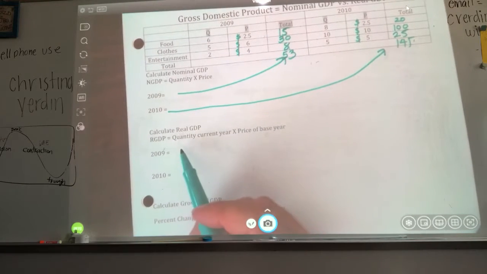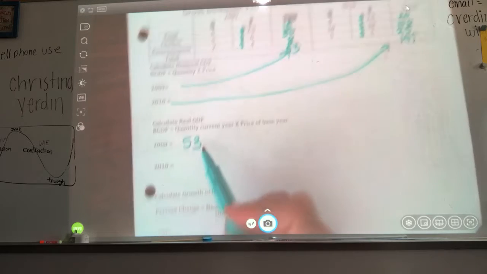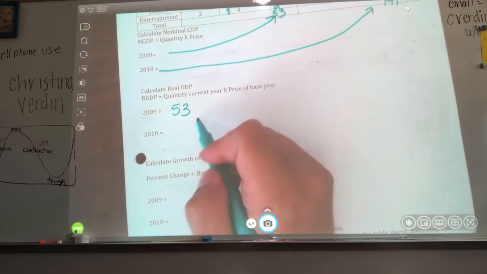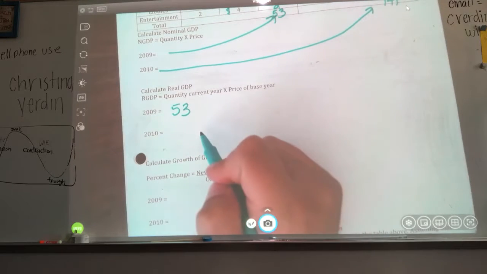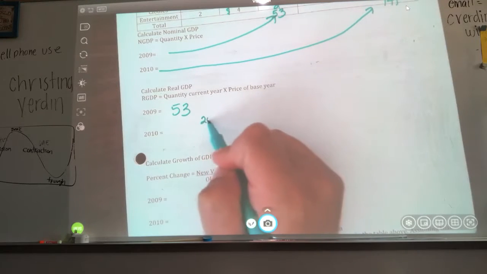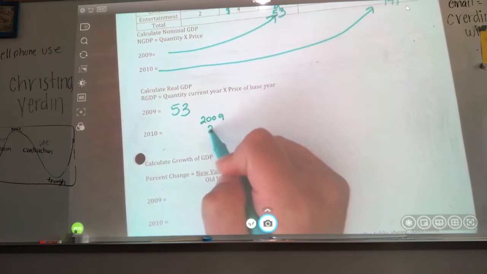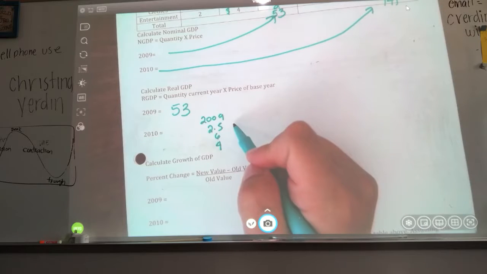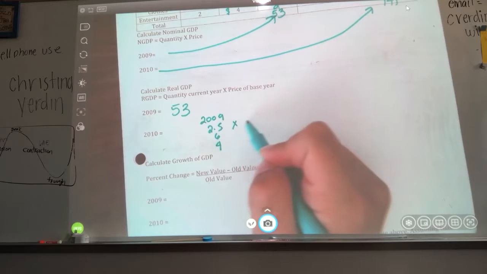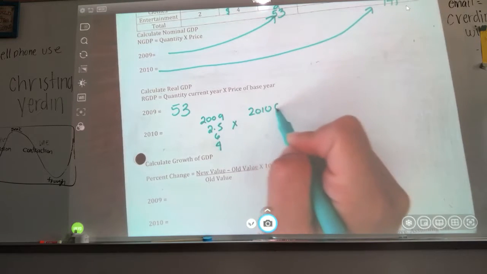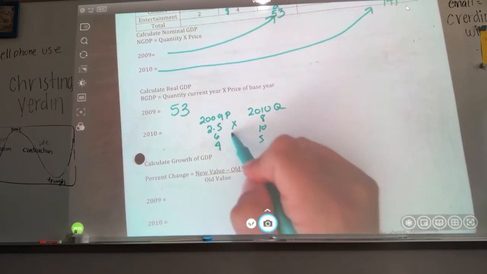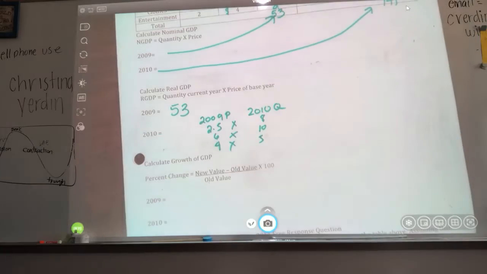Well, I know for 2009 it's going to be what? 53, because I've already done the math. But now I need to take the base year, right? Which is going to be what year? 2009. I'm going to take 2.5, 6, and 4. And then I'm going to multiply it times the 2010 quantity. 8, 10, and 5. Just do this math.